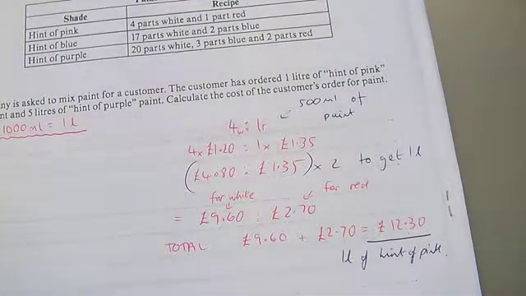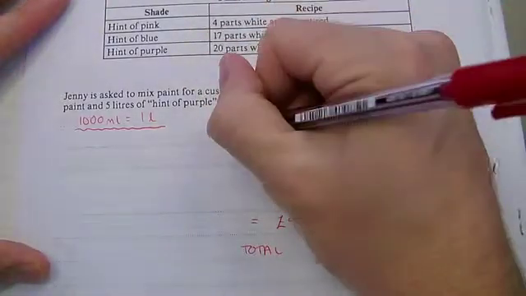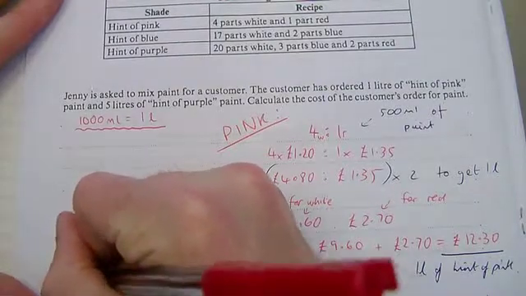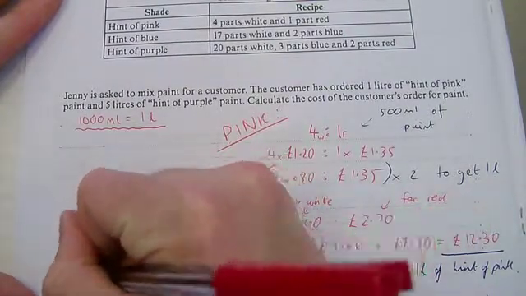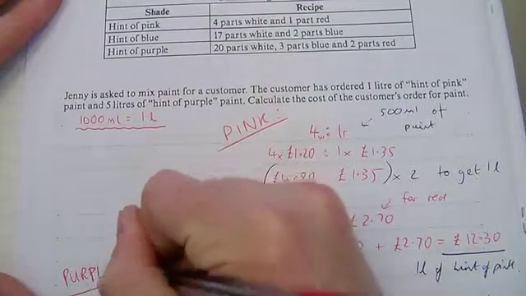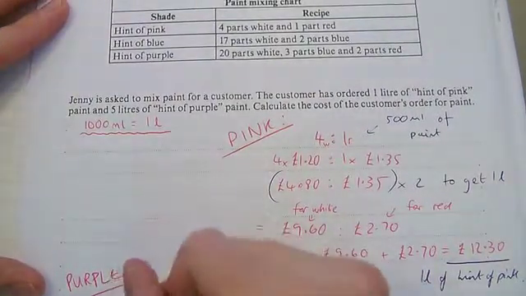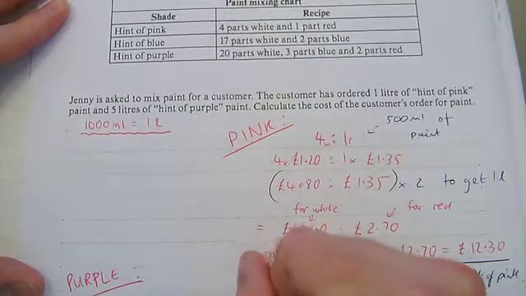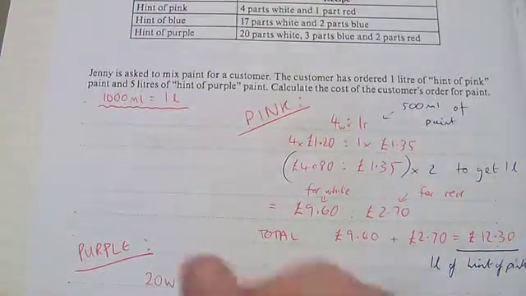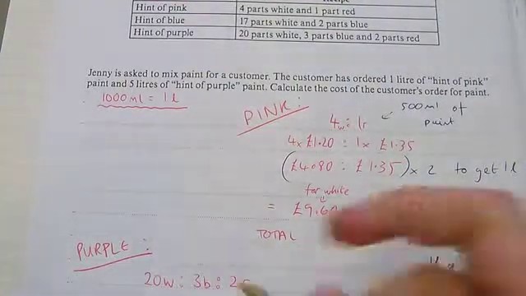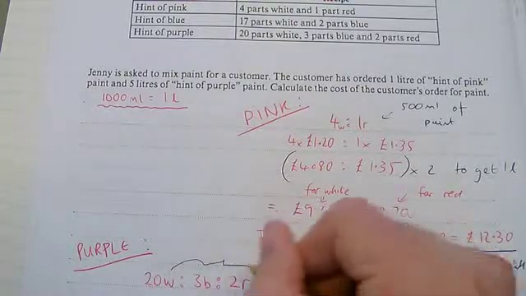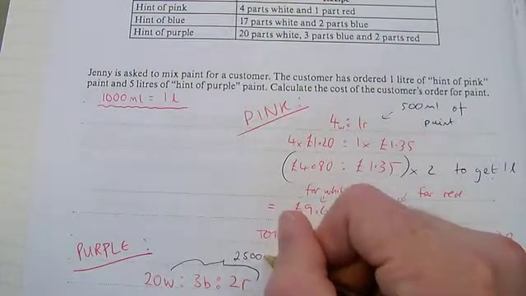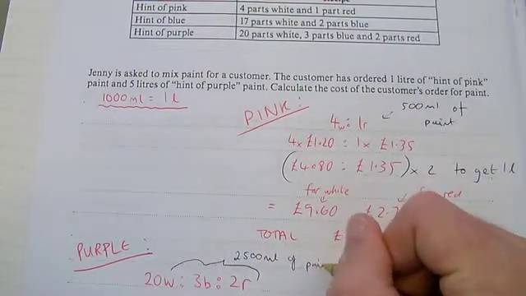5 litres of a hint of purple. So let's just say this was for the pink. Right here, organised, clear work. Hopefully that's nice and organised now. Purple. Okay, so what's my ratio this time? 20 parts white, 3 parts blue, and then 2 parts red. Okay, so that's going to be a total of how many millilitres? 250, is it? Or 2,500 millilitres. Yeah.